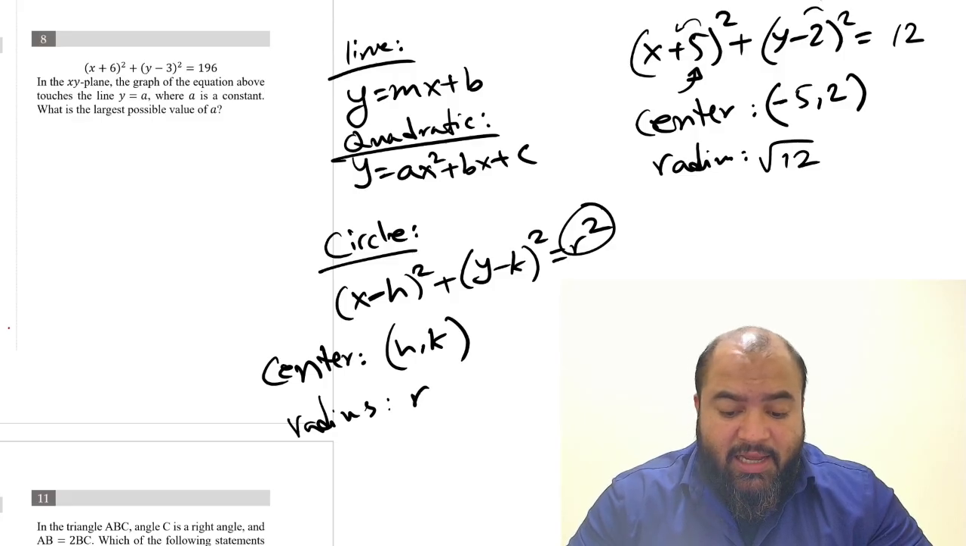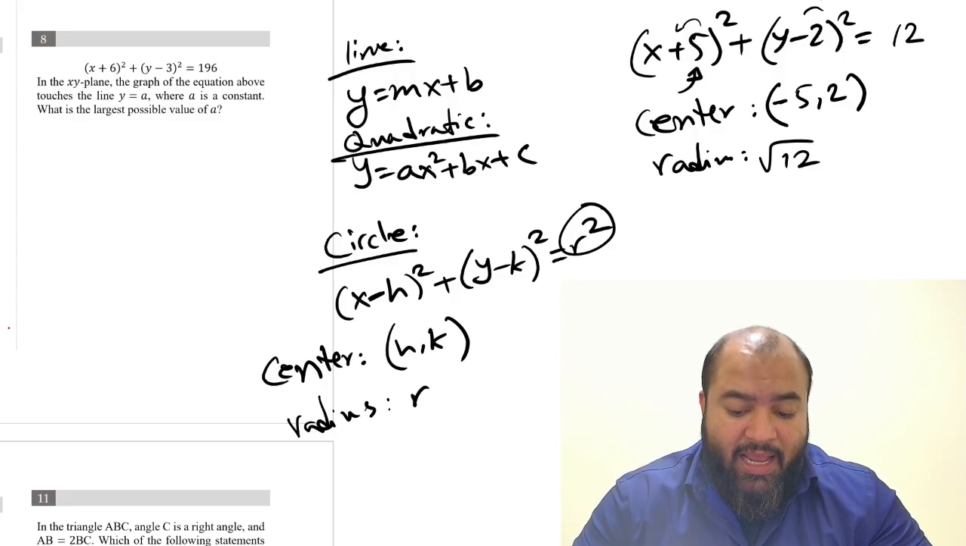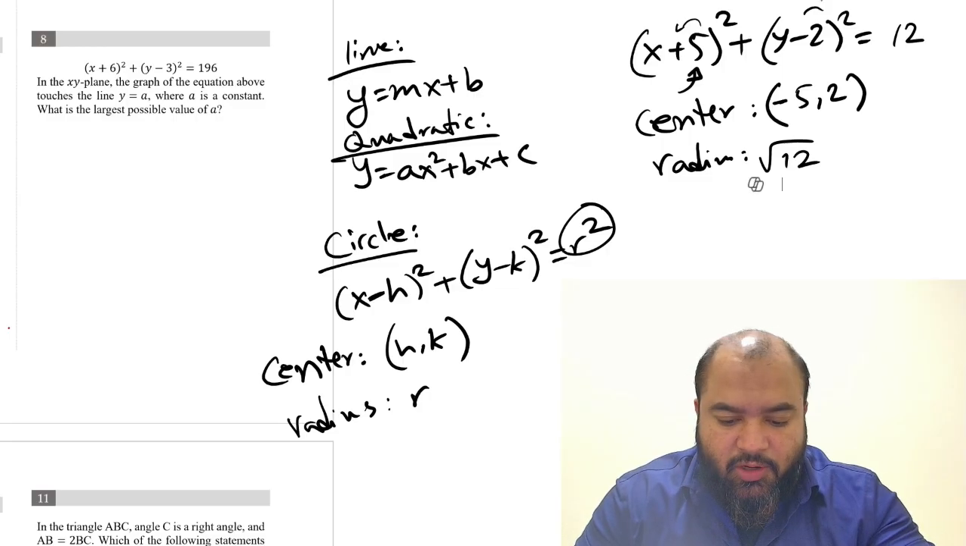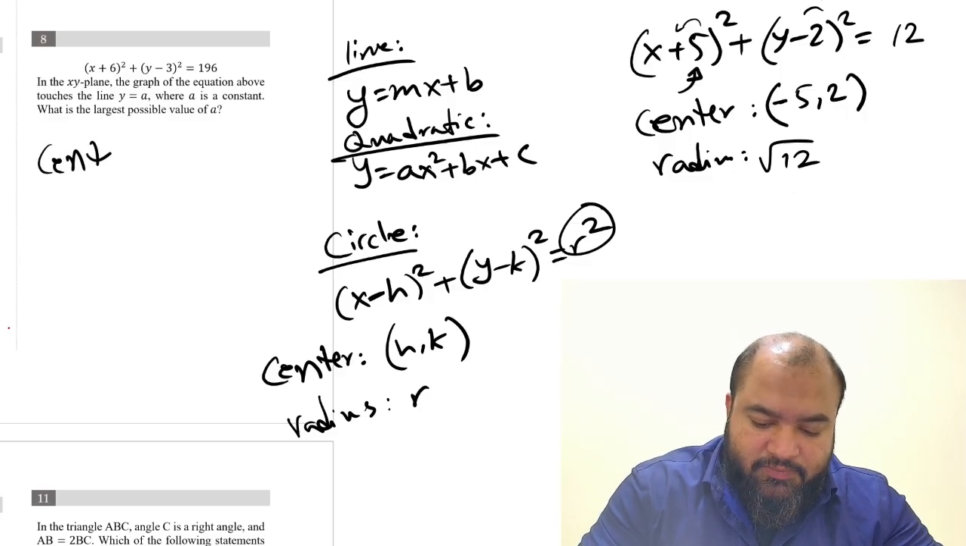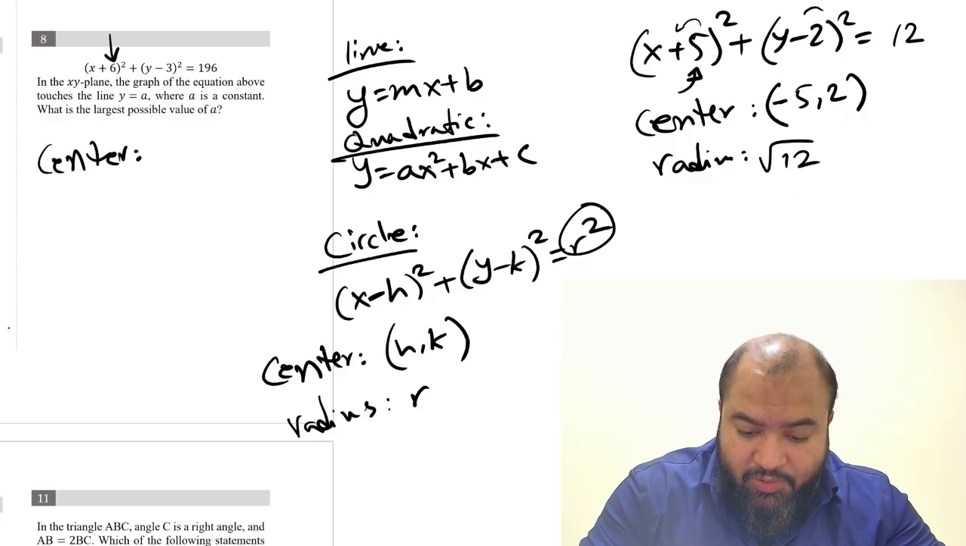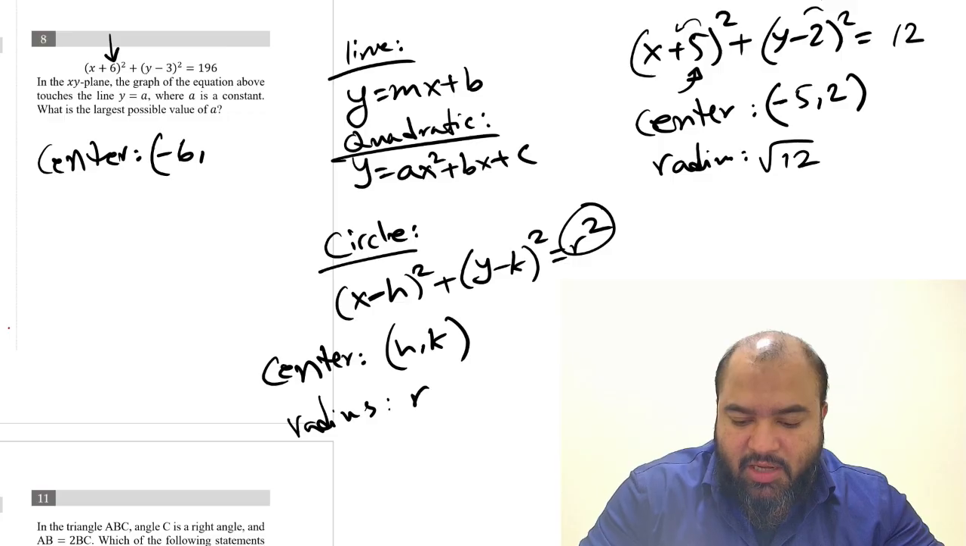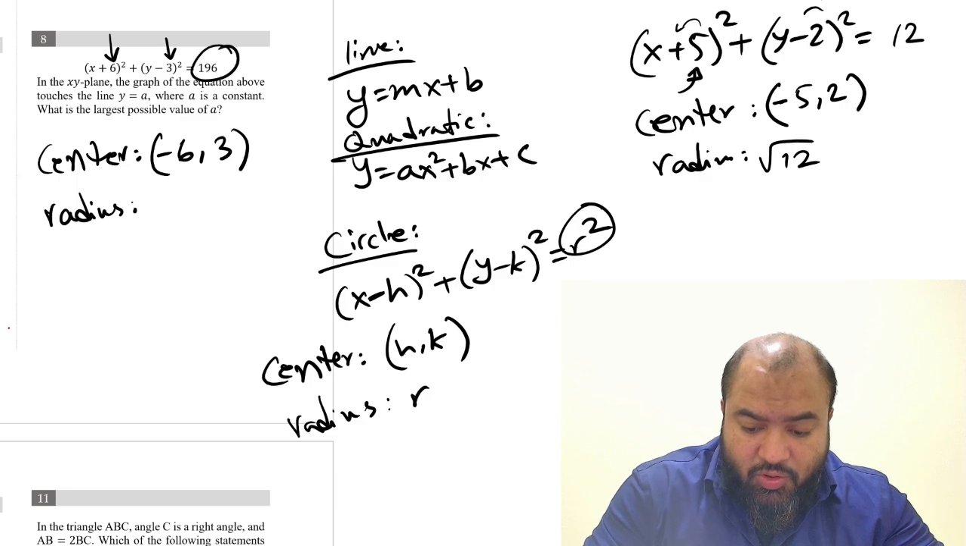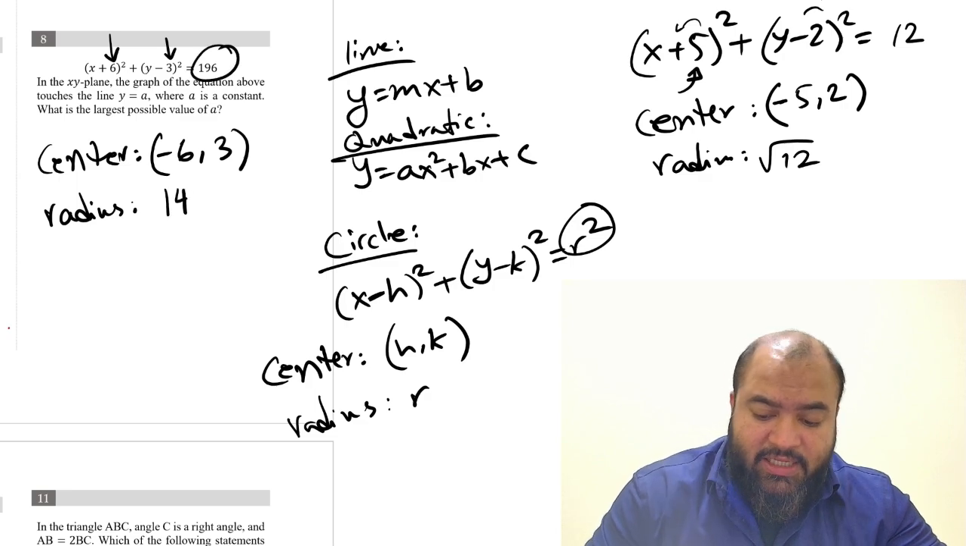The question says in the xy plane, the graph of the equation, which is a circle, will touch a line y equal to a, where a is a constant. What is the largest possible value of a? First of all, let's find the center of this circle. Remember, this is plus 6, so it will be minus 6, comma, and instead of minus 3, you write 3. So that's the center. And for the radius, you have to square root the 196, it will be 14.